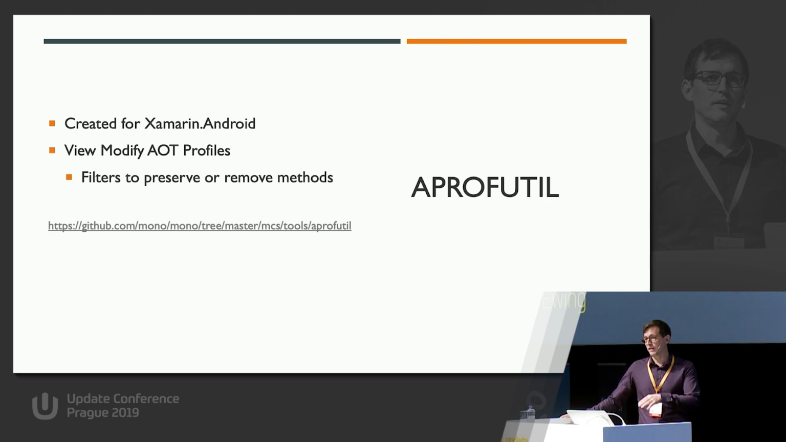aprofUtil is part of the tooling that helps do the editing of the profile. It's a Mono profiler that you can load. You can load it in WebAssembly as well. Then you take the output of that profiler, and you can filter methods by class or by method itself. That way you can tune the profile.